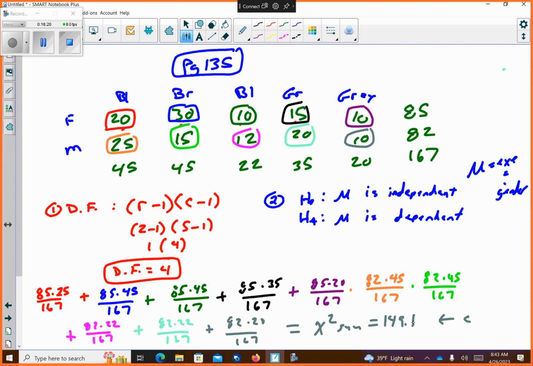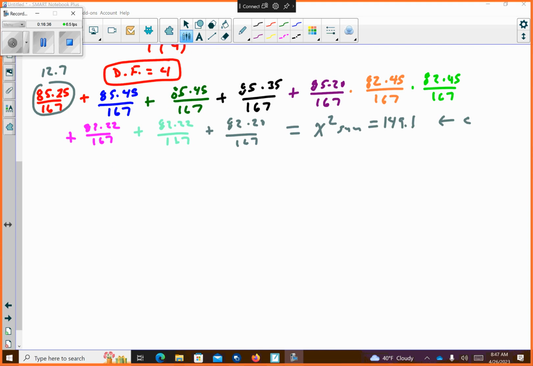85 times 25 divided by 167. Will you guys do me a favor? So I just did this math right here. Will you figure out the rest of those real quick? Yeah, so the first one here, I get 12.7 plus, and then 85 times 45 divided by 167. Did we get an answer?